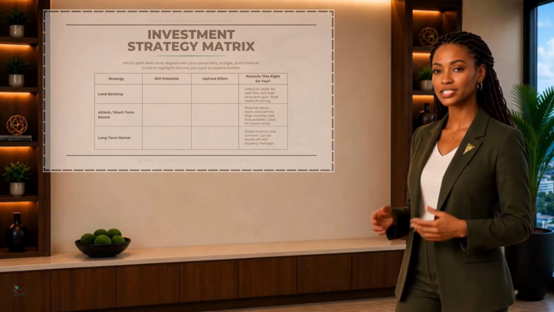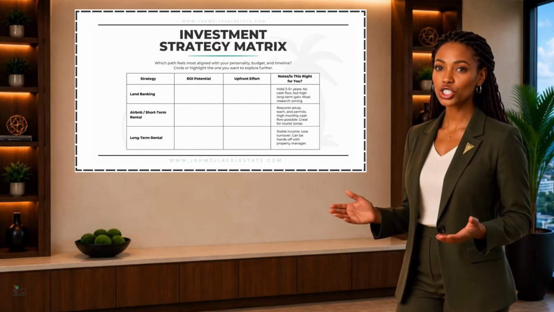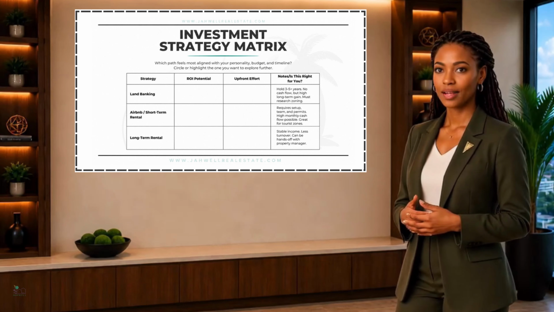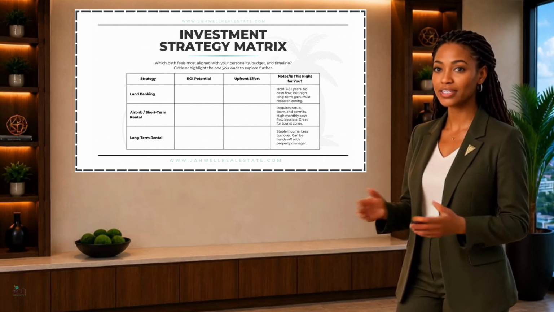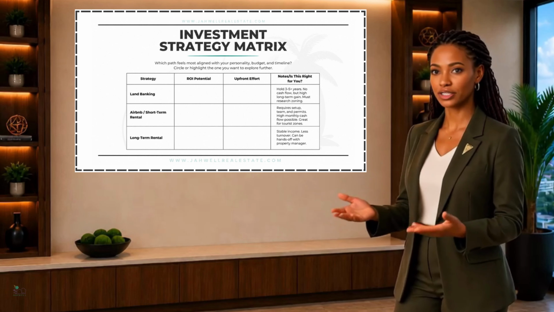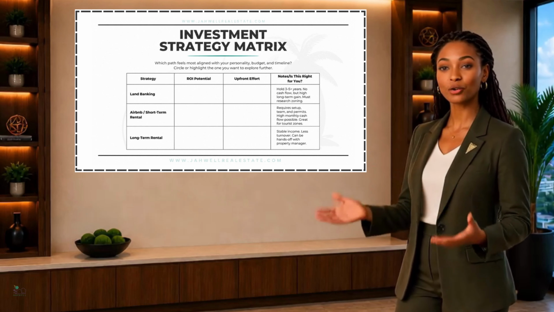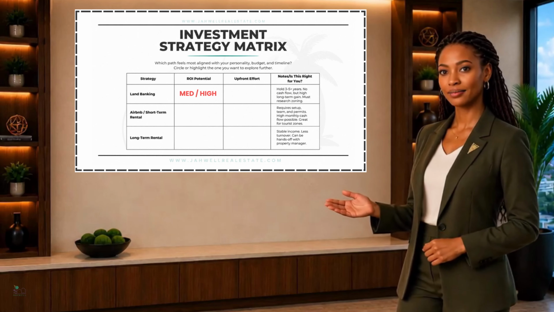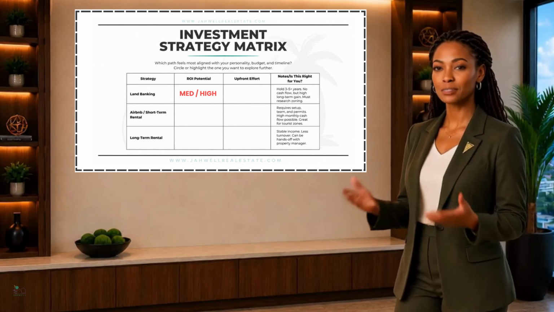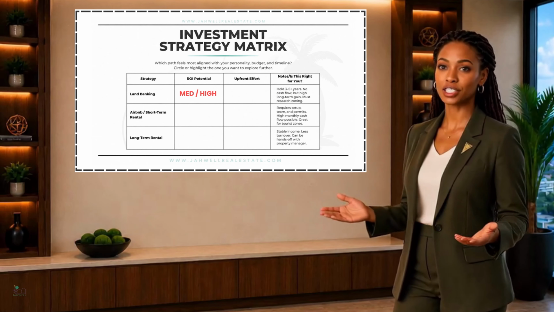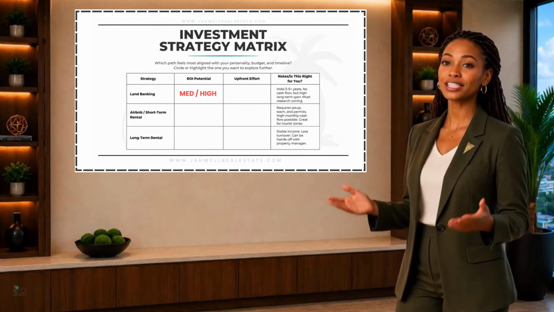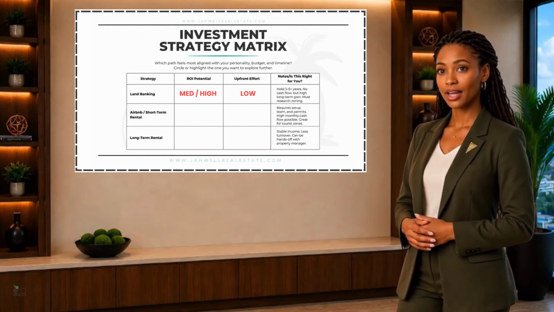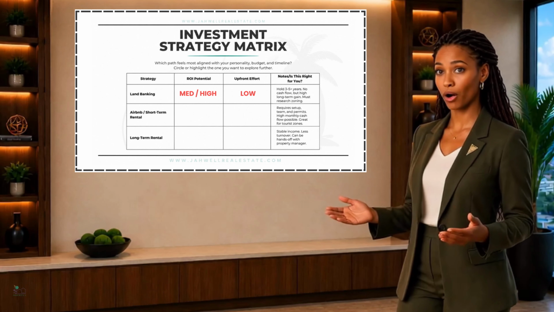Now let's turn to the investment strategy matrix. This worksheet is designed to help you compare 3 common real estate investment strategies. As we walk through each one, you'll see the return potential and the level of upfront effort appear on the worksheet. Let's start with land banking. Notice that we've rated the return potential as medium to high. That's because land can increase in value over time, especially in areas experiencing growth and development. Now notice the upfront effort has been rated low. Once you've completed your research and purchased the land, there's generally very little day-to-day management involved.